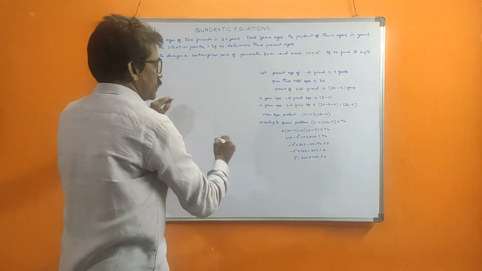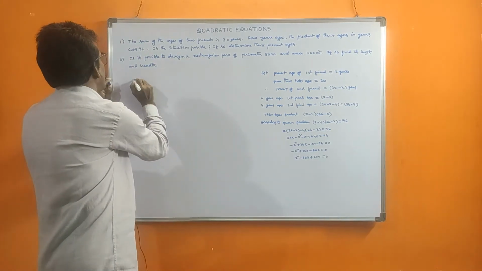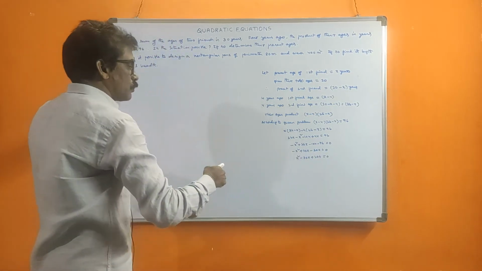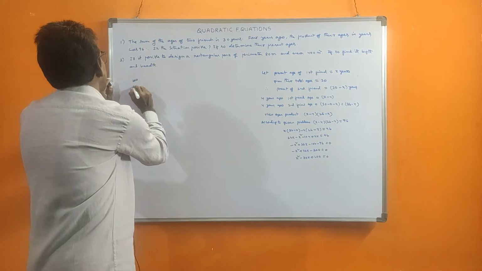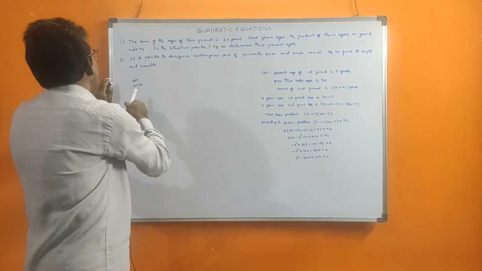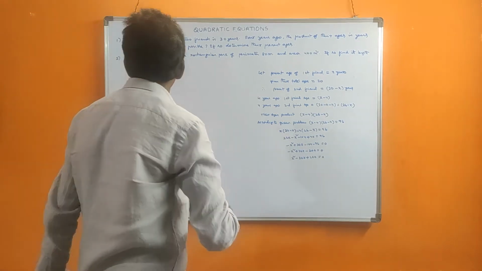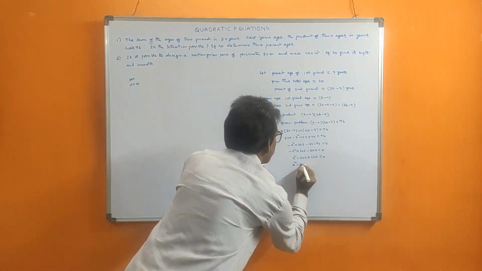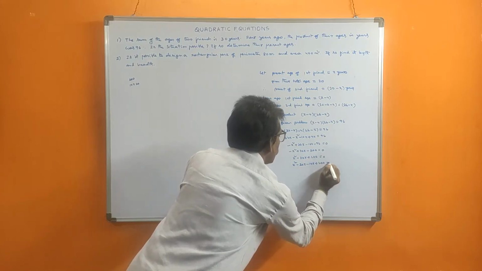Now, by that, factors of 200: 1 into 200, 200 only. See, a into c, the ac value is 1 into 200, 200. This is plus only. By adding we should get 30. You split it into 10 into 20. 10 times 20 is 200. Okay. Now 20 plus 10 is 30. We can split it as x square minus 20x minus 10x plus 200 is equal to 0.